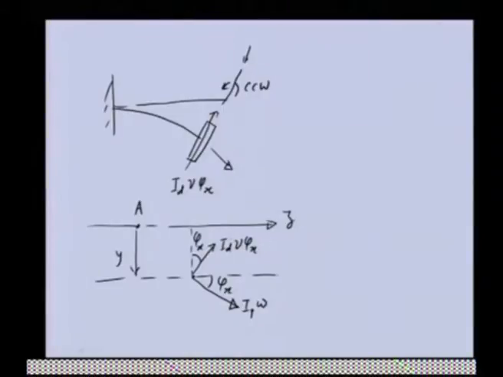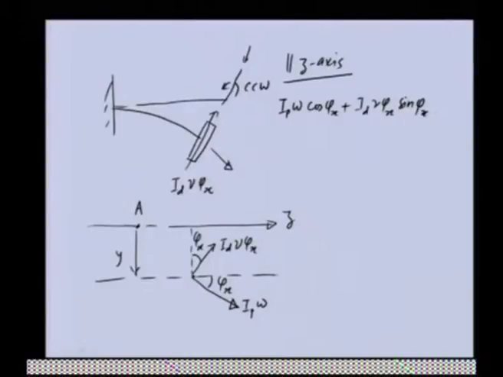So we have all this. Now let us say we are taking the component of this angular momentum first, parallel to the z axis. So Ip omega cos phi x plus Id nu phi x sin phi x.